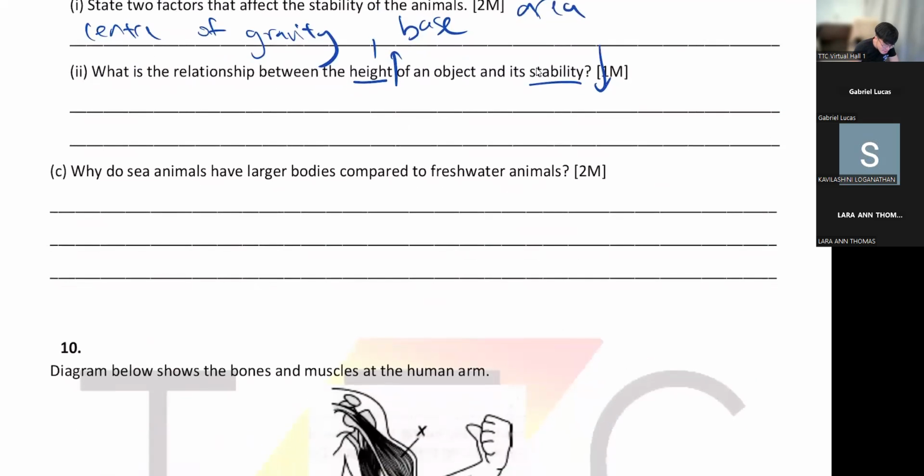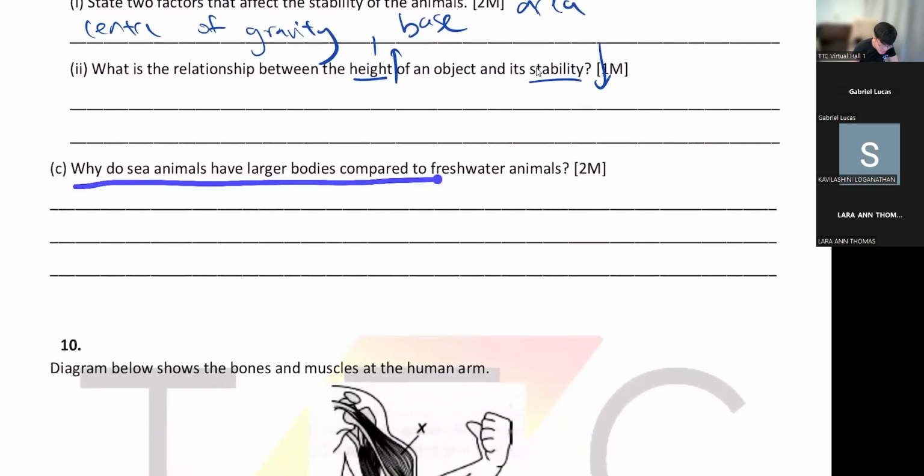Okay, so why do sea animals have larger bodies compared to freshwater animals? This is very easy. Why? Because seawater has higher density.